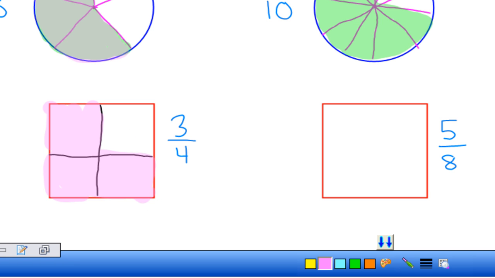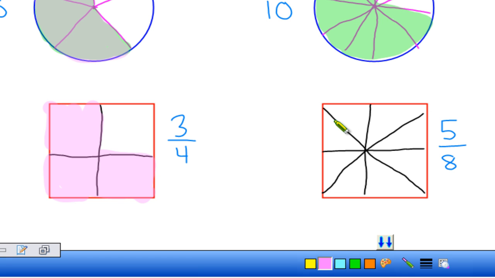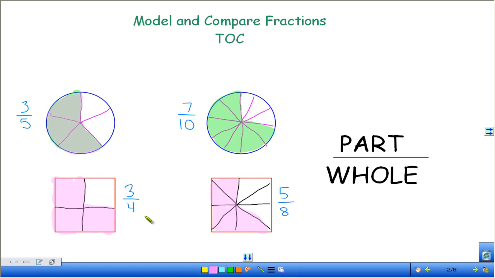And Brooke, what about for the next one? If I have 5 over 8, how many pieces do I need? 8, and how many do I need to color in? 5. So here's 4 again, and then if I split them all in half one more time, I now have 8 pieces. And I need to color in 1, 2, 3, 4, 5. So this one's a little bit easier to see. Which one's bigger?